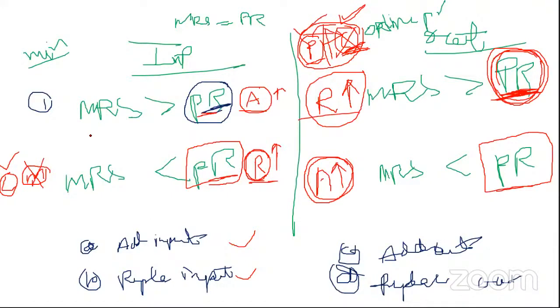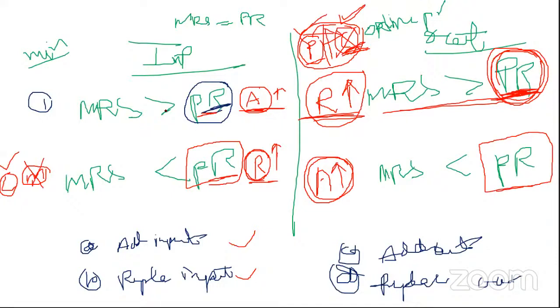Remember, MRS is greater than PR. But from the input point of view, we are adding resources, and from the output point of view, we are increasing the replaced product. Take care. If we learn things by heart, we are unable to identify the correct answer within 30 seconds. It is difficult for us.